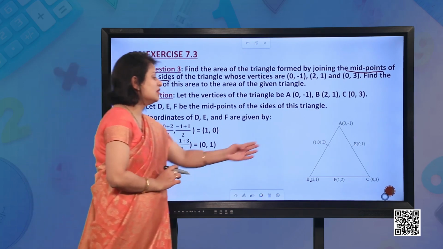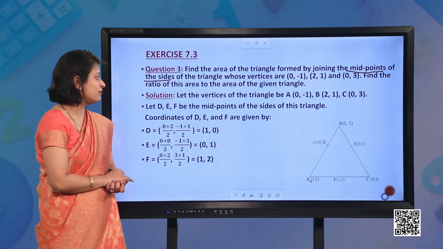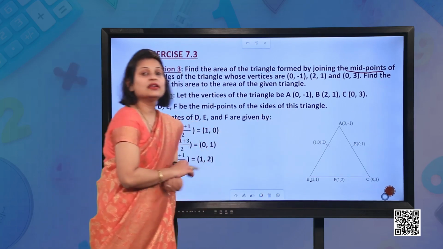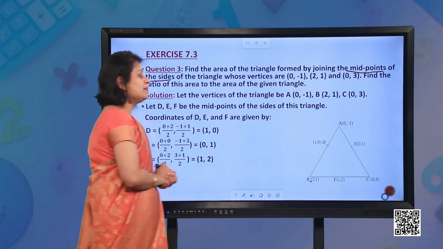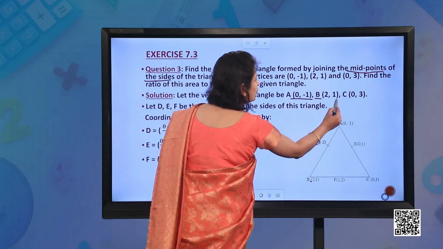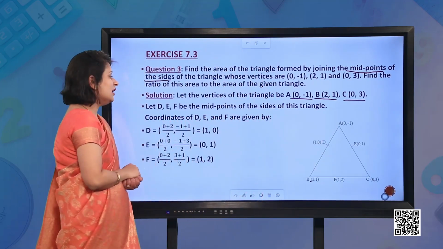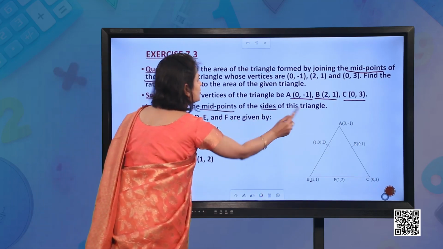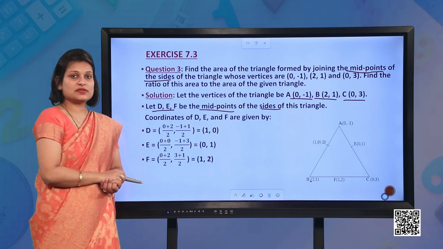So, we have considered the midpoints as D, E and F of sides AB, BC and AC respectively. So, let the vertices of the triangle be A (0, minus 1), B (2, 1) and C (0, 3). Let D, E, F be the midpoints of the sides of this triangle. Firstly we have to calculate the coordinates of these midpoints.